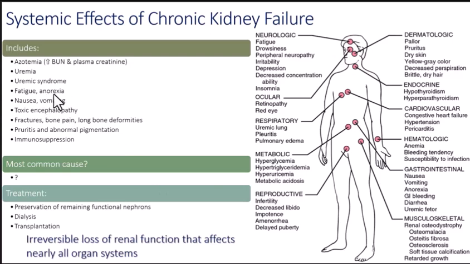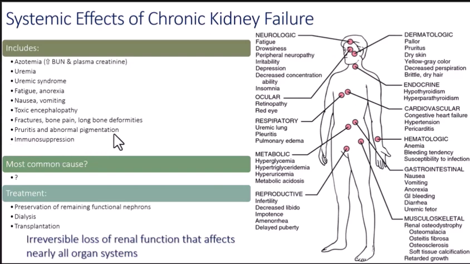Fatigue, anorexia, so weight loss, nausea, vomiting are common. Toxic encephalopathy because we're not able to get rid of waste products, so they accumulate in areas of the body, including the brain. These substances can also accumulate these waste products within the skin, leading to itchiness. That's what pruritus is, as well as causing abnormal pigmentation within the skin.